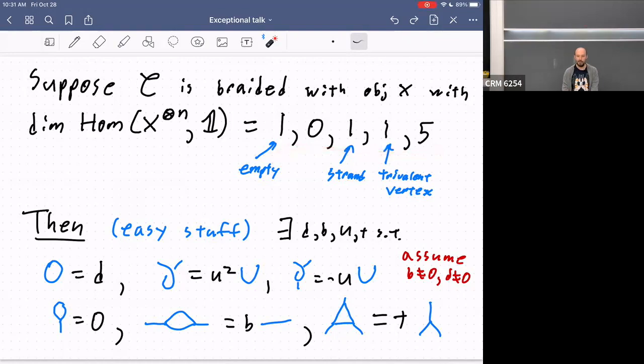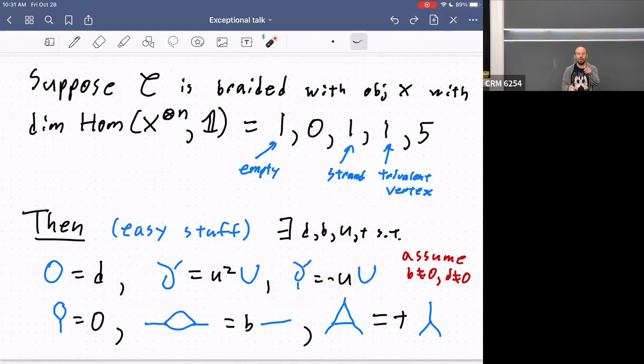Okay, so this is our assumption. Is everyone okay with the assumption? So you get a bunch of relations easily. The circle has to be some scalar. I'm going to assume that scalar is not zero, just to make my life nicer. The twist has to be some scalar. The trivalent twist has to be some other scalar.